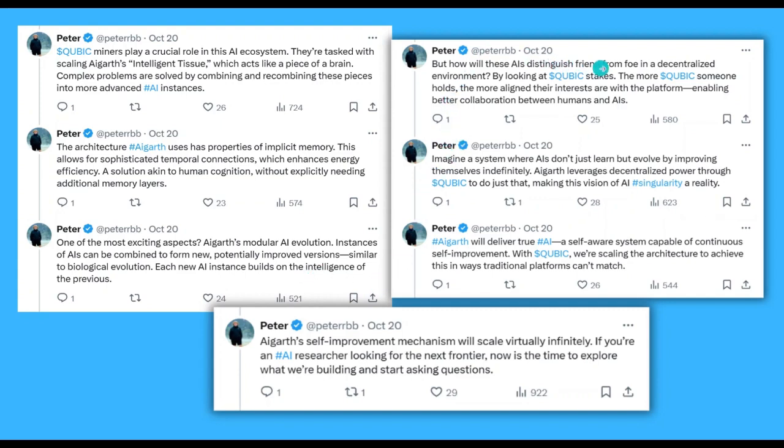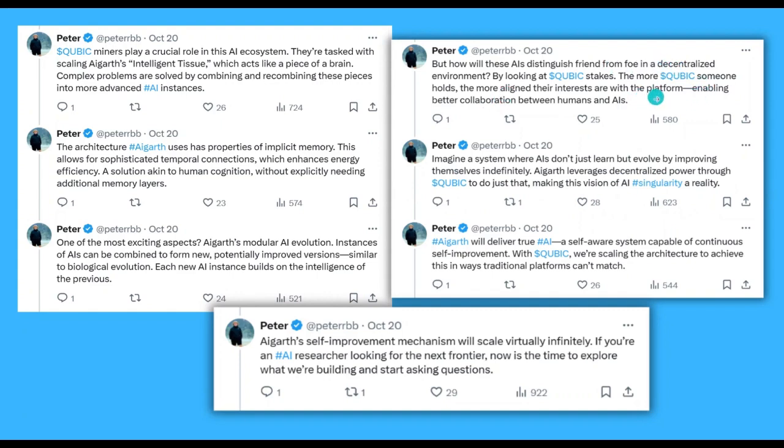But how will these AIs distinguish friend from foe in a decentralized environment? By looking at Qubic stakes. The more Qubic someone holds, the more aligned their interests are with the platform, enabling better collaboration between humans and AIs. Imagine a system where AIs don't just learn but evolve by improving themselves indefinitely. Aigarth leverages decentralized power through Qubic to do just that, making the vision of AI singularity a reality. Again, that's just like the whole Kurzweil idea.